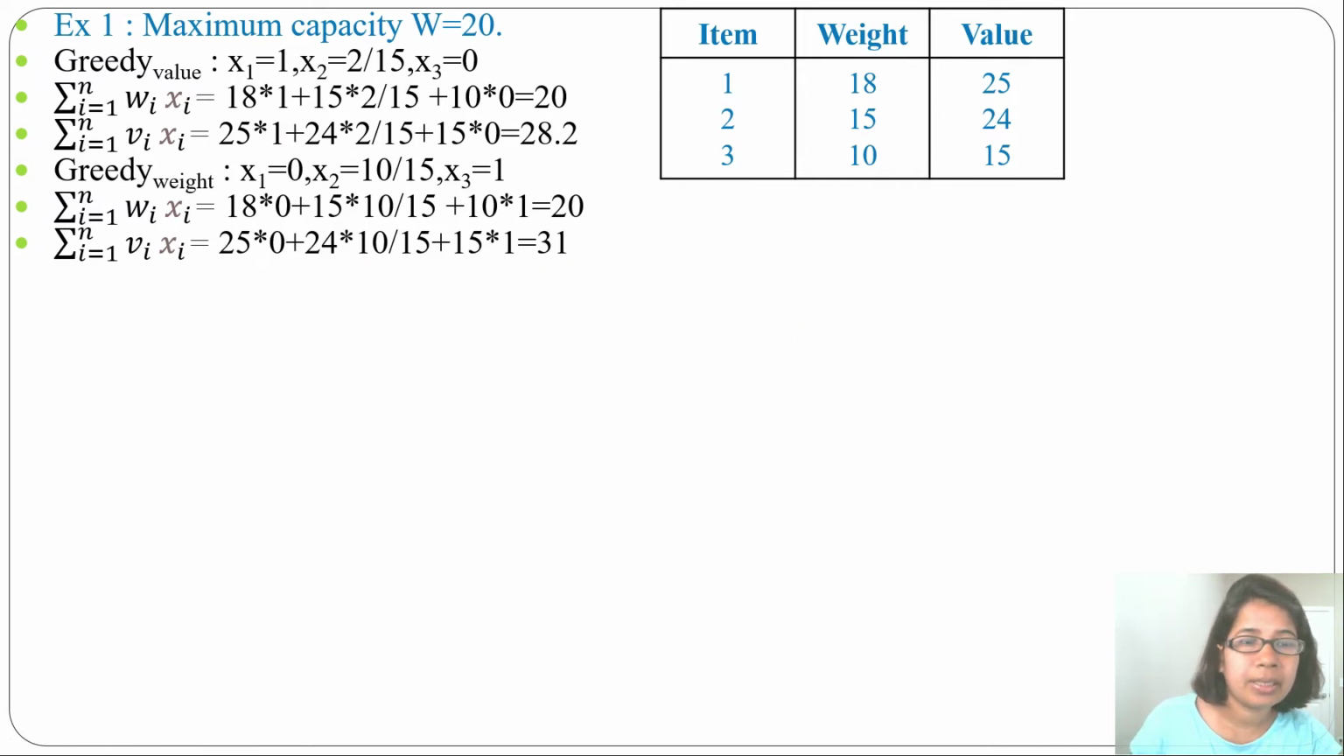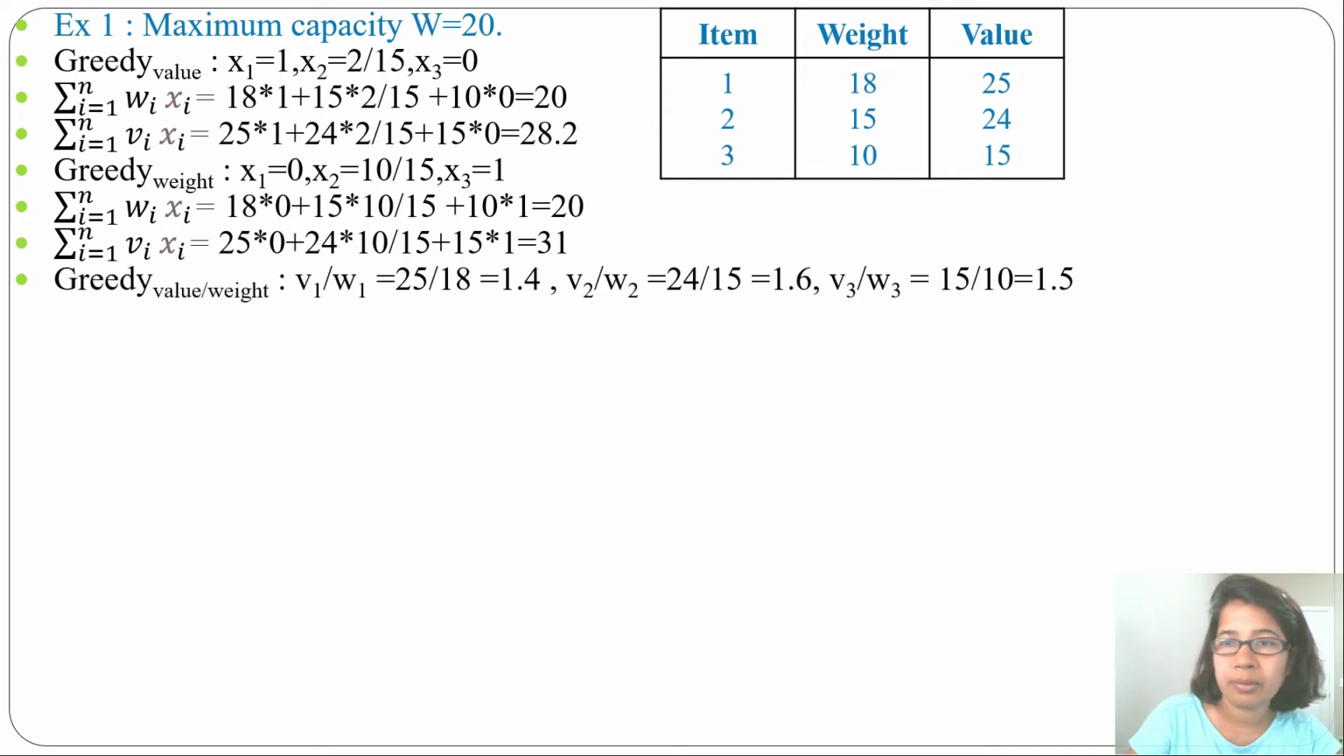Next I will find greedy about value per weight. Means what is the value per pound? For that I need to divide value by weight. For item 1 value is 25, weight is 18. 25 divide 18, 1.4. For item 2 value is 24 and weight is 15. 24 divide 15, it is 1.6.